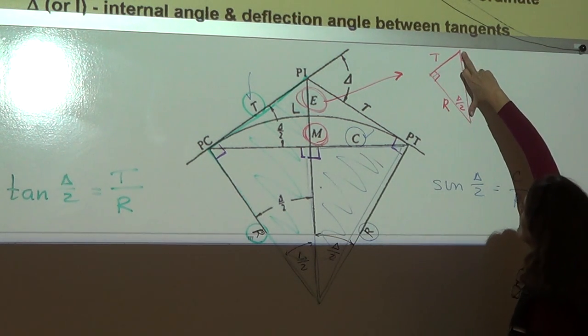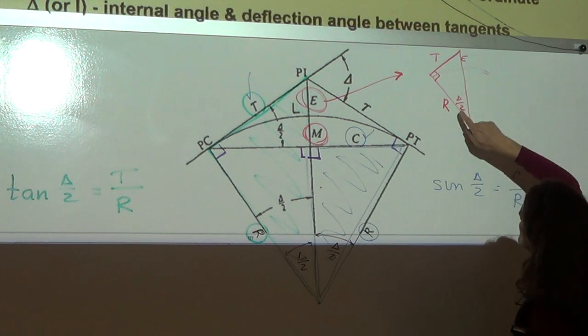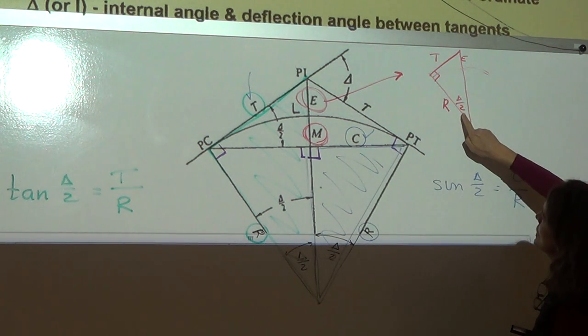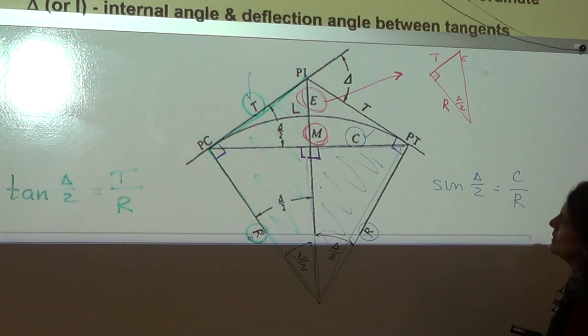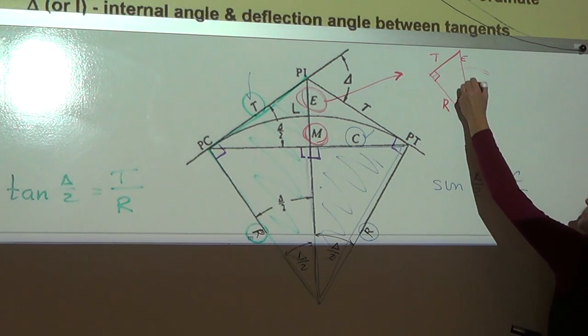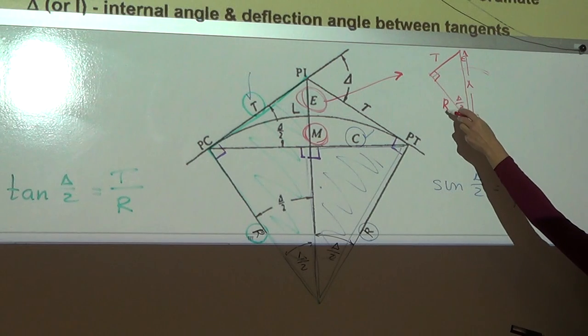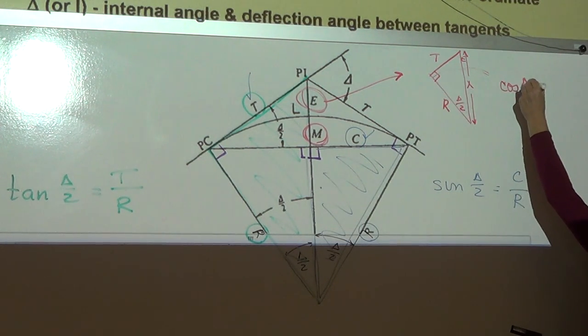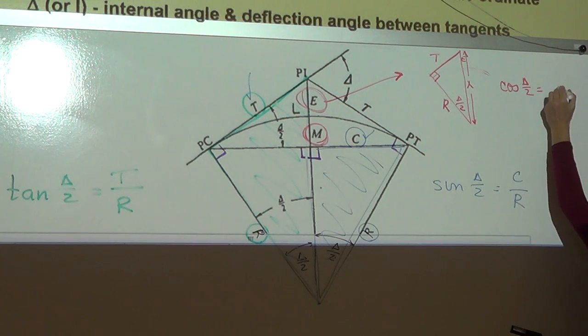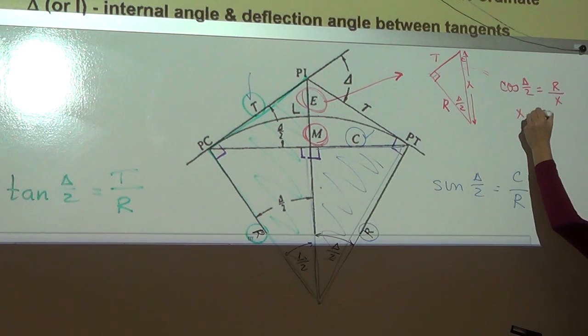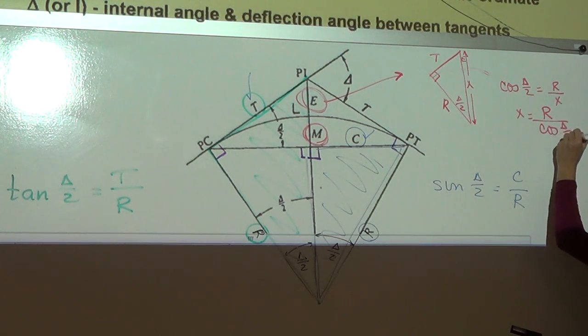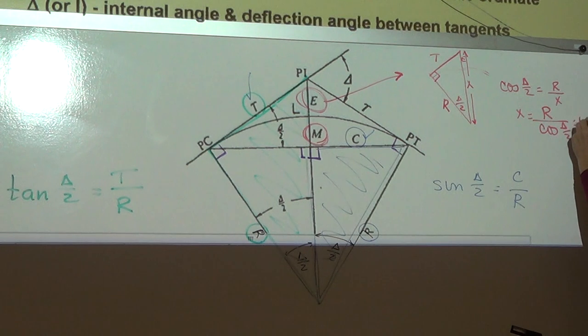How can I determine what this length is here? Could I use trig and use delta over 2 and R? So let's call this X, all the way from here to here. I'm going to use R, so I'm going to say the cosine of delta over 2 is R over X. So isn't X R over the cosine of delta over 2? And if you remember trig, I don't always remember this, but 1 over cosine is a secant. So that's R secant delta over 2.